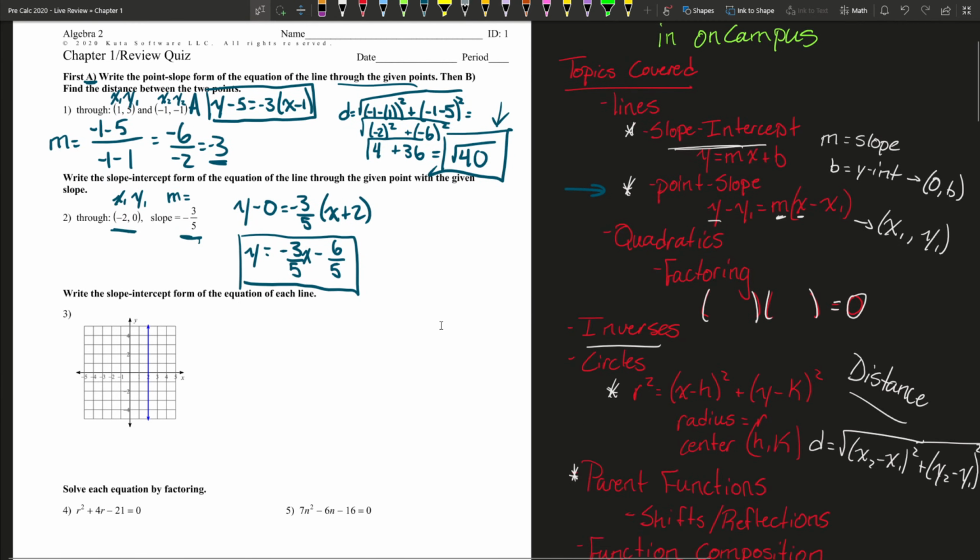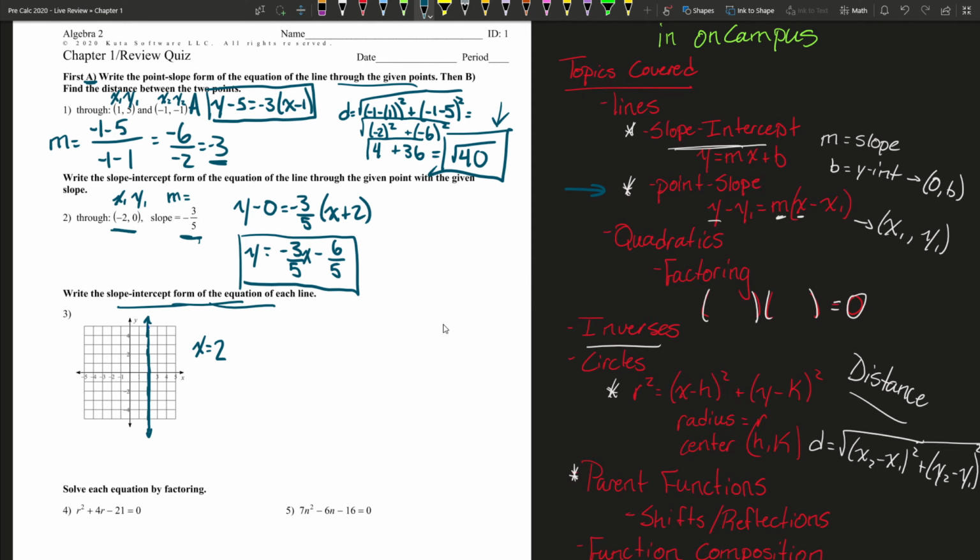Number 3, again dealing with lines, we want the slope-intercept form of the equation. This one is actually a little bit different, and I didn't realize it was necessarily this easy. This line always goes through x is equal to 2. So no matter what y is, x will always be equal to 2. So then our equation is just x equals 2.